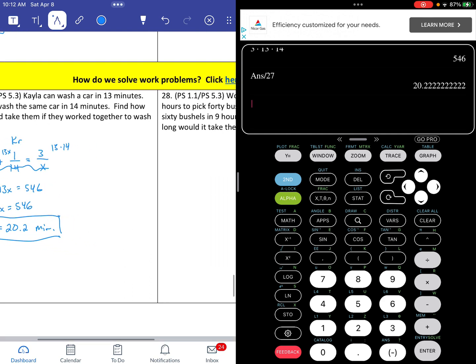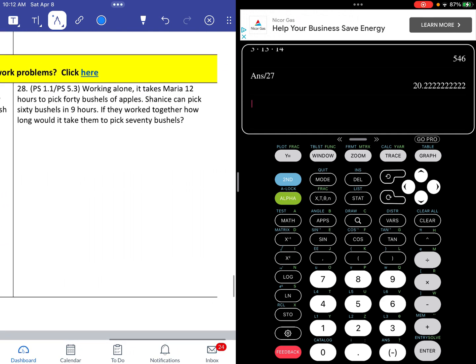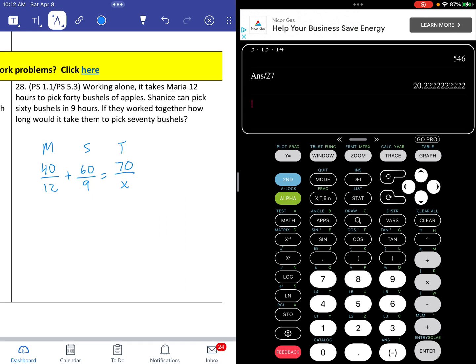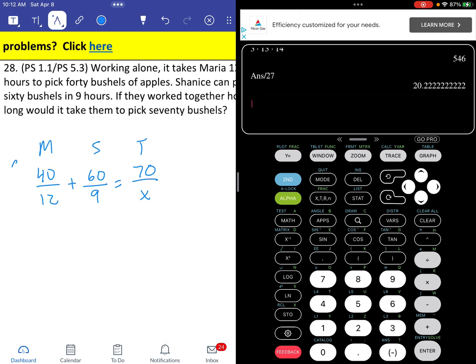All right. Next question. Working alone, it takes Maria 12 hours to pick 40 bushels of apples. So we have Maria. She's doing 40 bushels of apples in 12 hours. Shanice can pick 60 bushels of apples in 9 hours. They work together. How long would it take to pick 70 bushels? So 9 and 12. So we have 9x here. We have 12x here. We have 12 times 9.